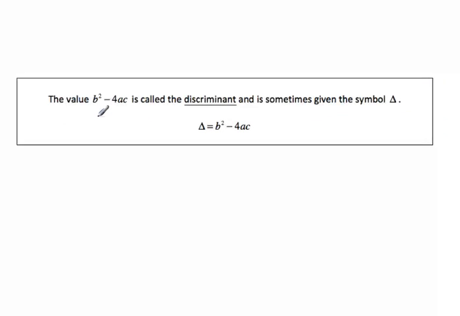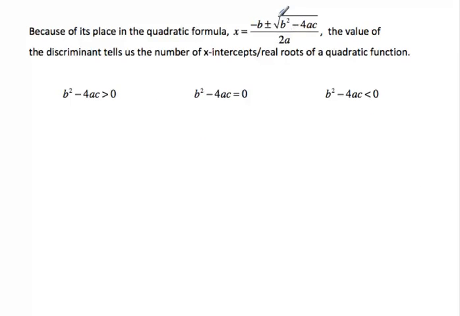And that value, b squared minus 4ac, is called the discriminant, and sometimes it's given this symbol delta, which looks like a triangle. So delta, the discriminant, is equal to b squared minus 4ac. Just calculating this is enough to tell us how many x-intercepts we're going to have. So because of its place in the quadratic formula, the discriminant tells us the number of x-intercepts the parabola will have, or the number of real roots that the quadratic function will have.